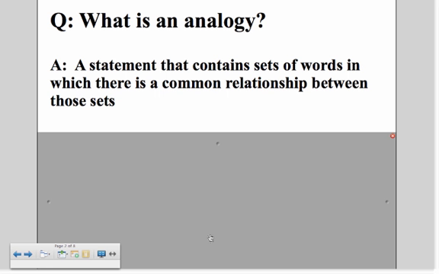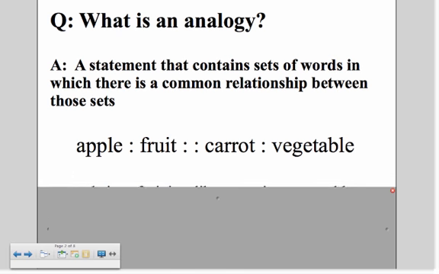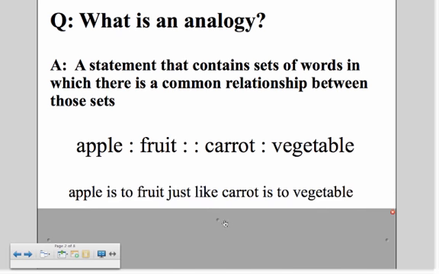An analogy is a statement that contains sets of words in which there's a common relationship between those sets. Here's an example. It is read like this. Apple is to fruit, just like carrot is to vegetable. So you can see here that we've got sets of words: apple and fruit, carrot and vegetable.